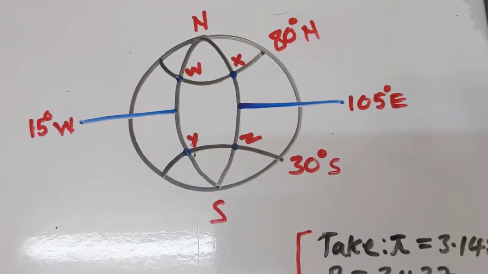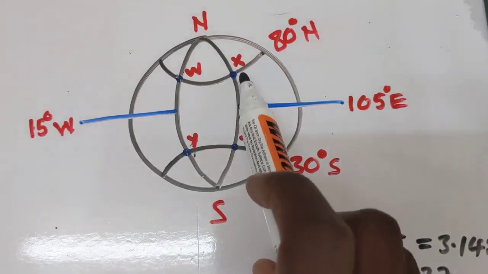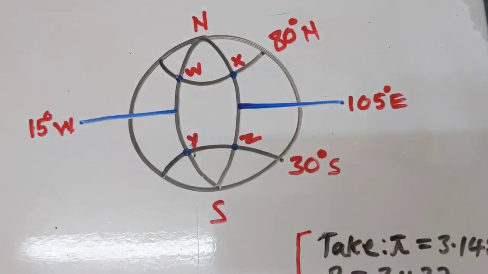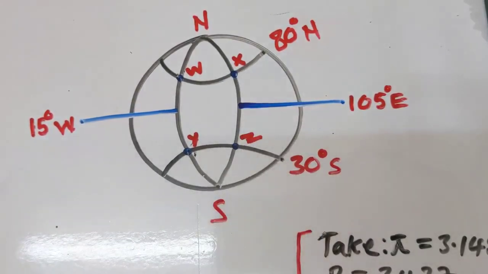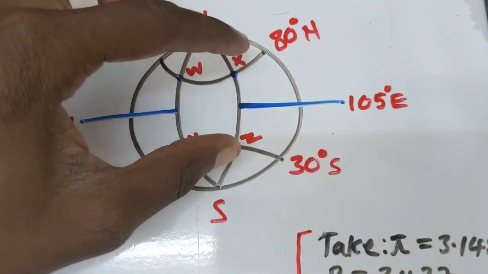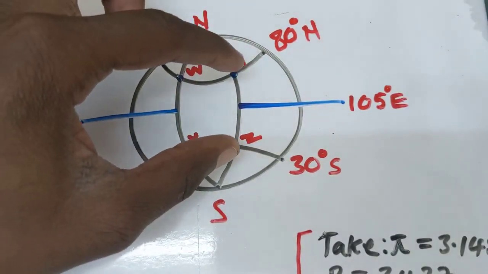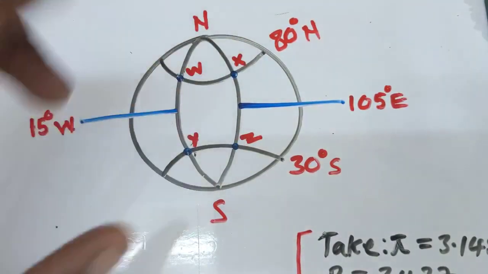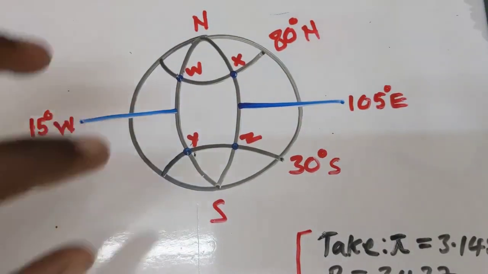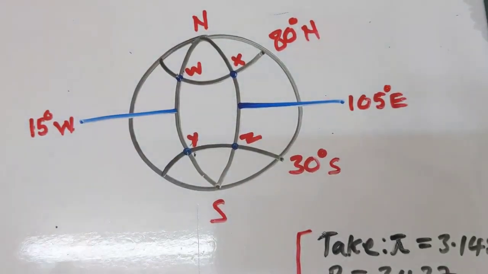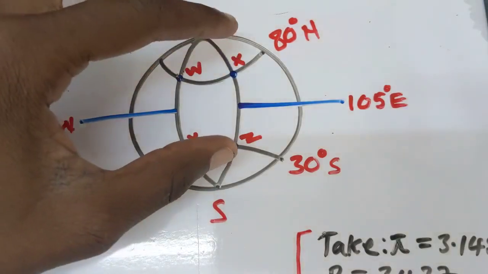Calculate the distance in nautical miles between X and Z along the 105 east longitude. If you see this one, this is a longitude. We learned how to find the distance in longitude, as well as how to find the distance in latitudes. So this is a question that has come.